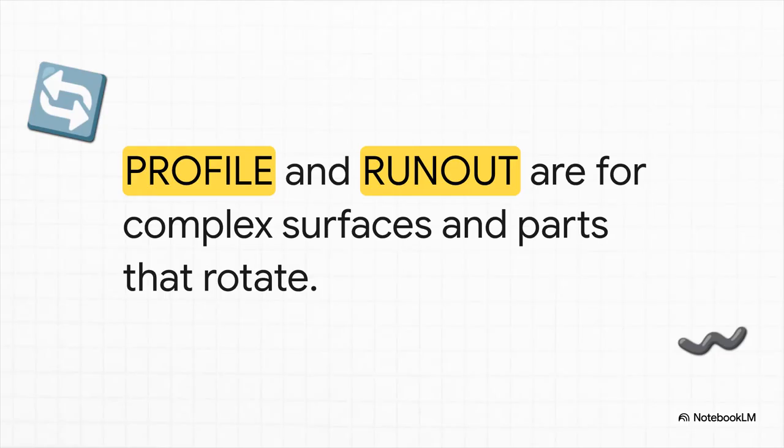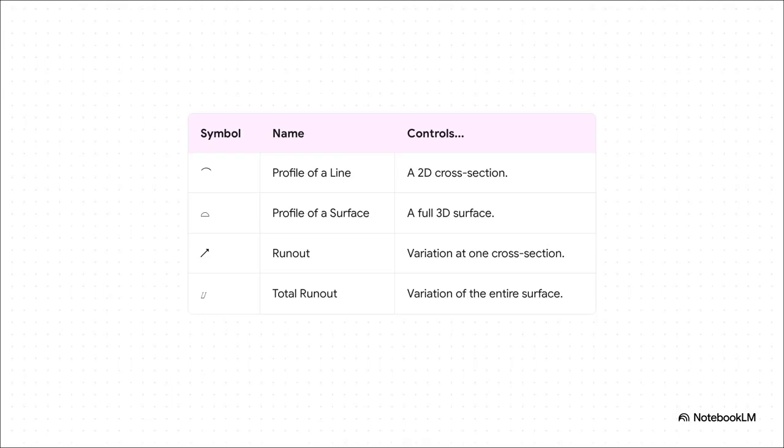Our last two categories are the ones that handle the really complex stuff. Profile tolerances are super versatile for controlling unusual shapes or freeform surfaces, while runout tolerances are specifically designed to control errors on parts that spin. So profile of a line controls a 2D slice, while profile of a surface controls the whole 3D form. And it's a similar idea with runout. Regular runout checks the variation in just one circular slice as a part spins. But total runout, that controls the variation of the entire surface as it rotates. So as you can imagine, total runout is a much, much stricter control.